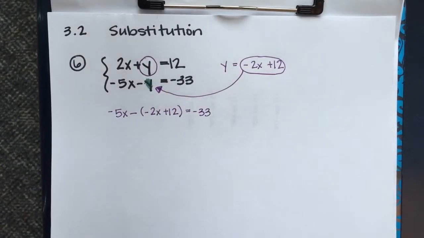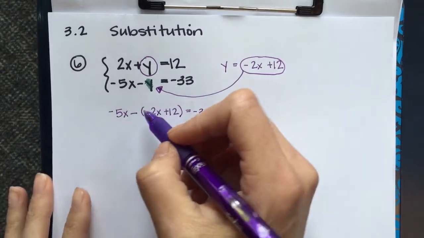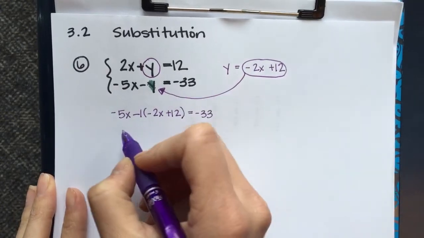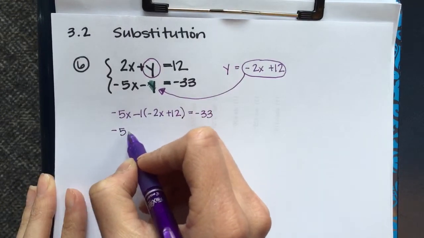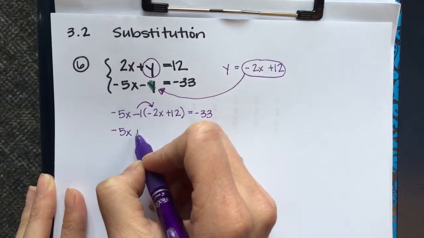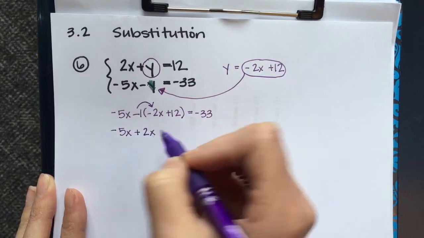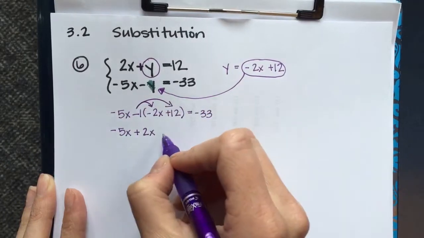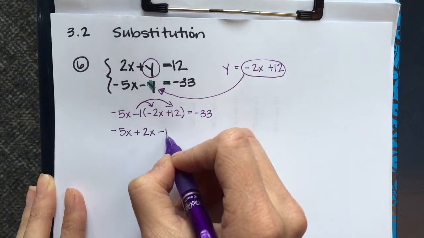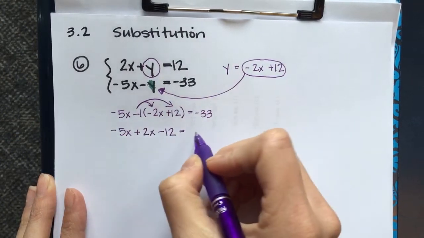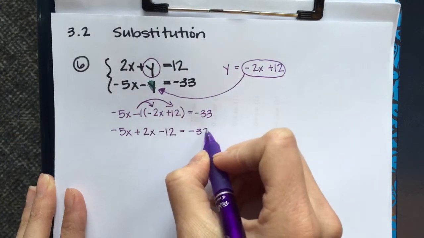So be careful here when you have this negative in front of the parentheses. It's like a negative 1 right there. You need to distribute that through the parentheses. So negative 5x, negative 1 times negative 2 is positive 2x, negative 1 times positive 12 is negative 12, is equal to negative 33.